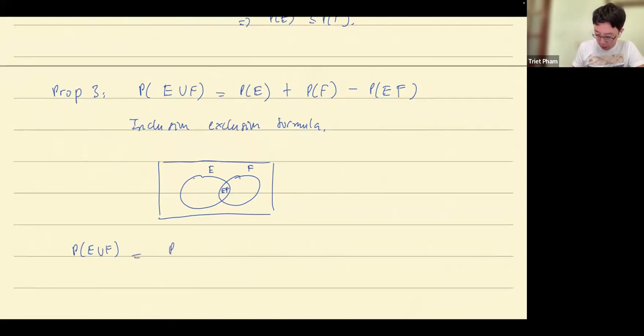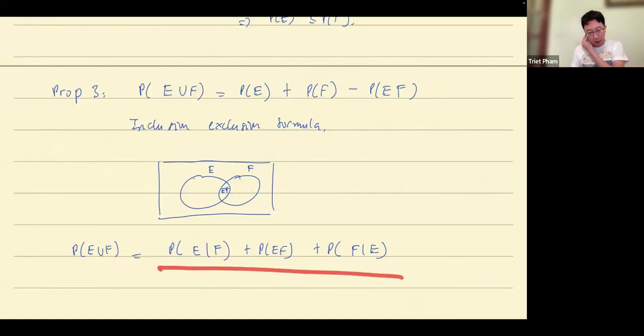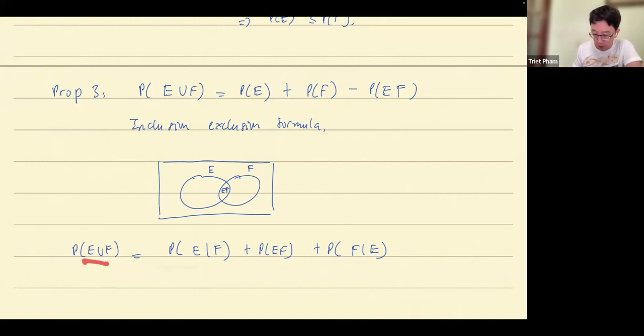We can split into E but not F, which is this part. EF, which is this part. And then F but not E, which is this part. All right. And of course, I guess I skipped a step here, where I say that E union F is really the union of these three guys. And these three guys are mutually exclusive. That's why I can split them up. That's the reason, right? So that's E union F.